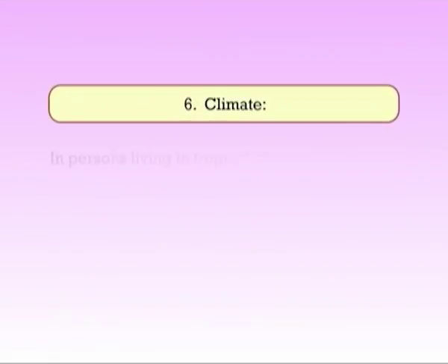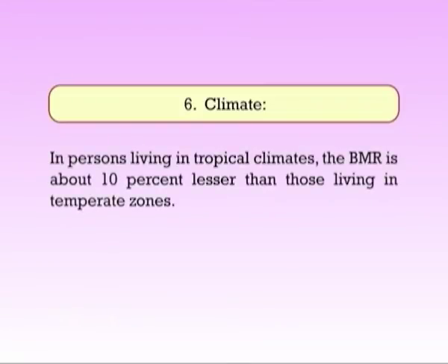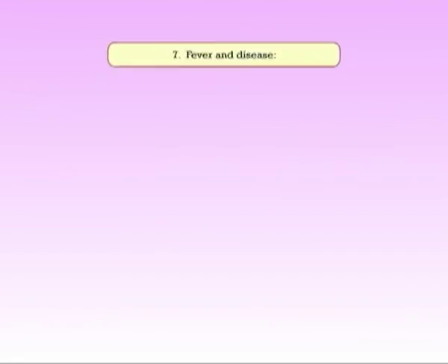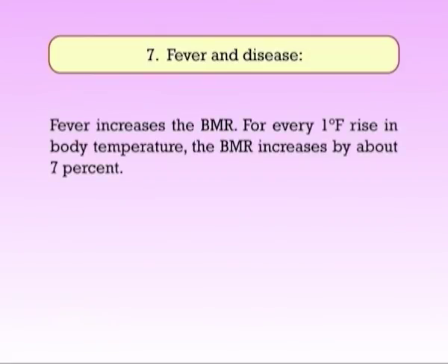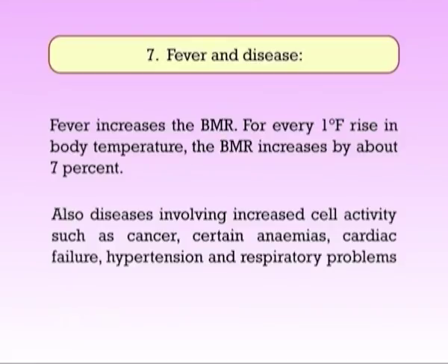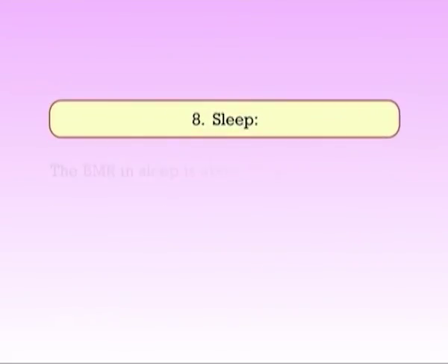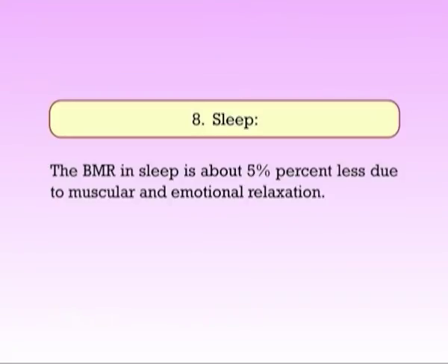Next is the climate. In persons living in a tropical climate, the basal metabolic rate is about 10% lesser than those living in temperate zones. Fever and disease. Fever increases the basal metabolic rate. For every 1 degree Fahrenheit rise in body temperature, the basal metabolic rate increases by about 7%. Also, diseases involving increased cell activity such as cancer, certain anemias, cardiac failure, hypertension, and respiratory problems usually increase the basal metabolic rate. Sleep. The basal metabolic rate in sleep is about 5% less due to musculature and emotional relaxation.